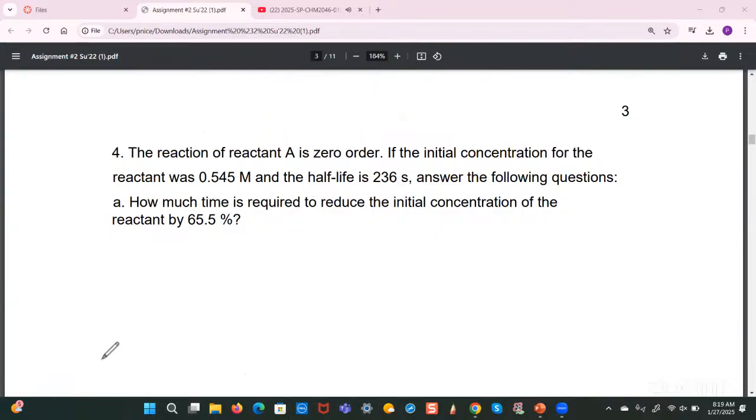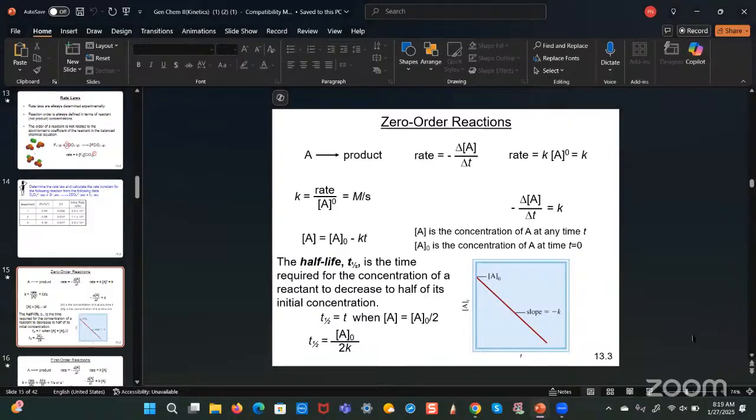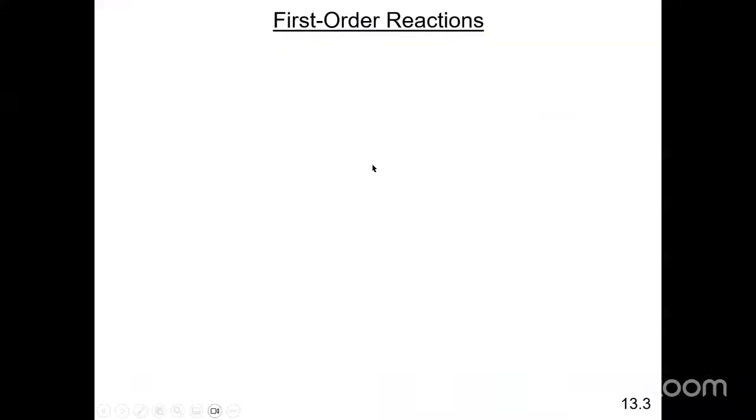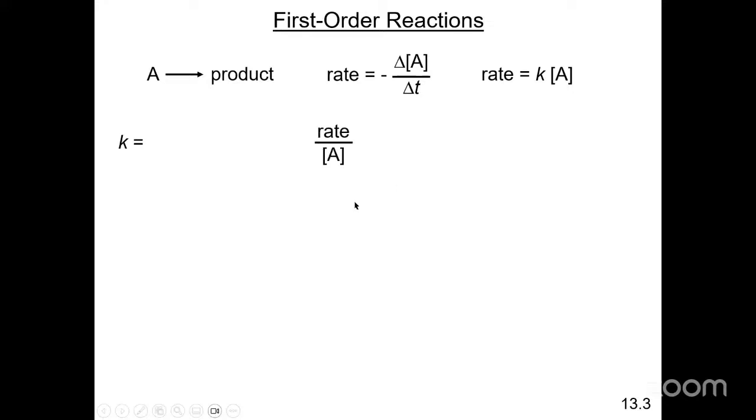Okay, going back to the PowerPoint, let's talk about first order reactions. Now, in the case of first order reactions, the rate law would be this. Rate is equal to K times the concentration of A raised to the power of 1, all right? So basically, again, because rate is also equal to minus the change in concentration of A over change in time, we can, well, firstly, let's look at the units. For K, if we rearrange this equation here, we're going to get K equal to rate divided by concentration of A.